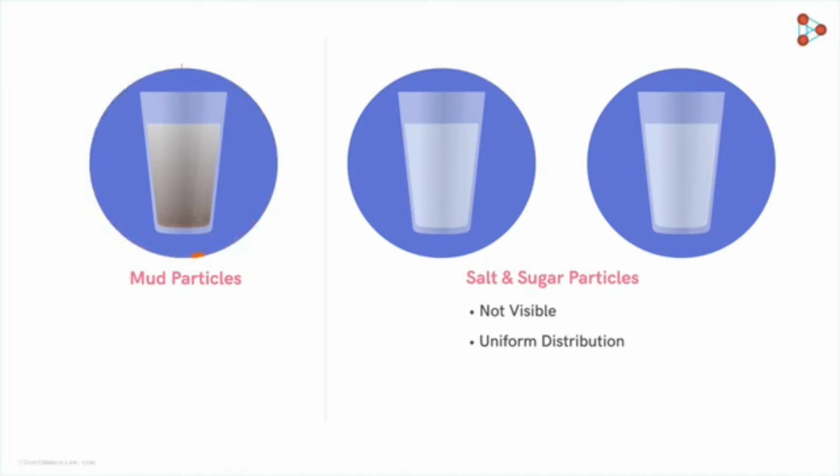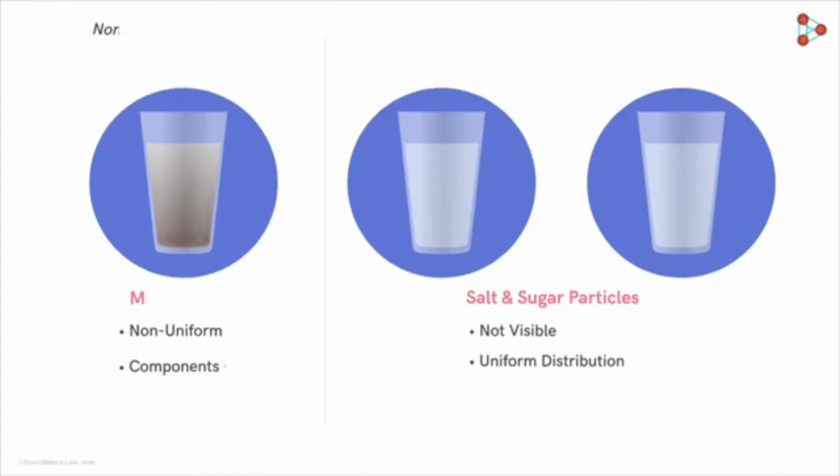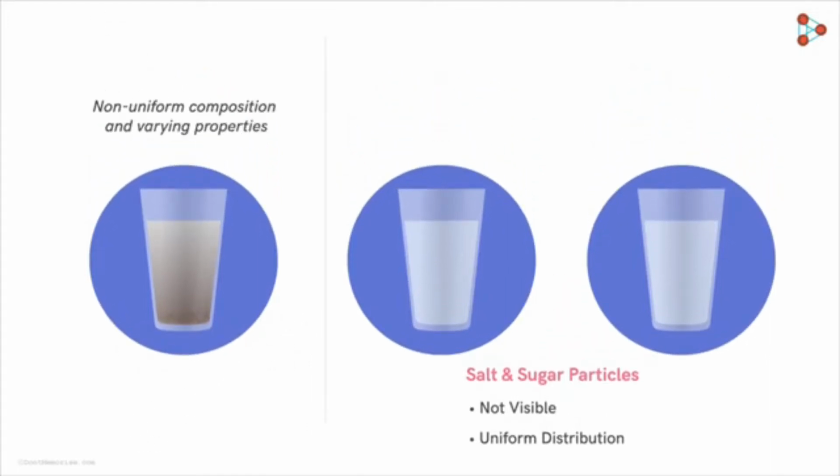In the first mixture, we can say that the distribution is not uniform and its components are in different phases. That is, you are able to see separate individual components. So, if the mixture has non-uniform composition and varying properties, we can call it a heterogeneous mixture.